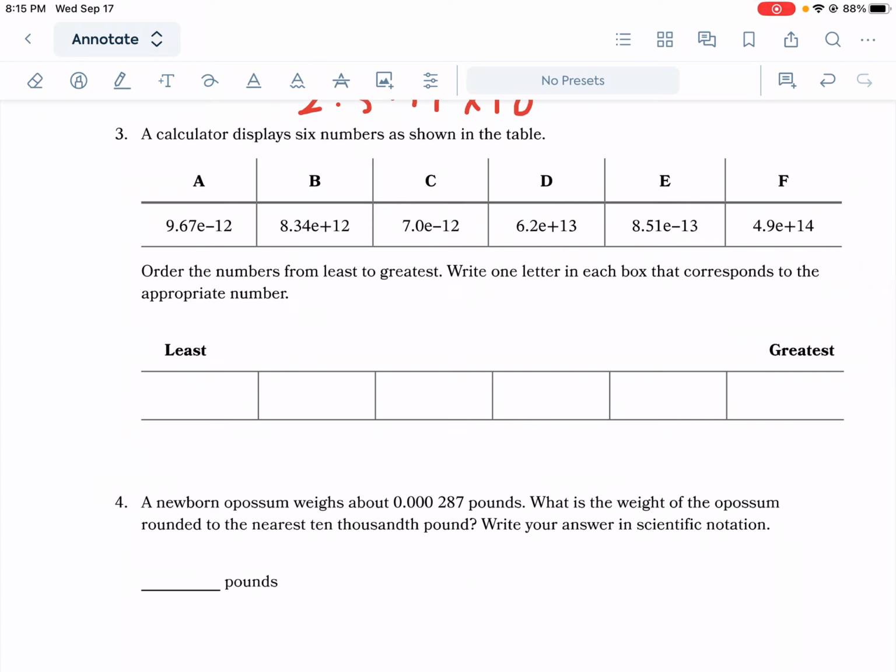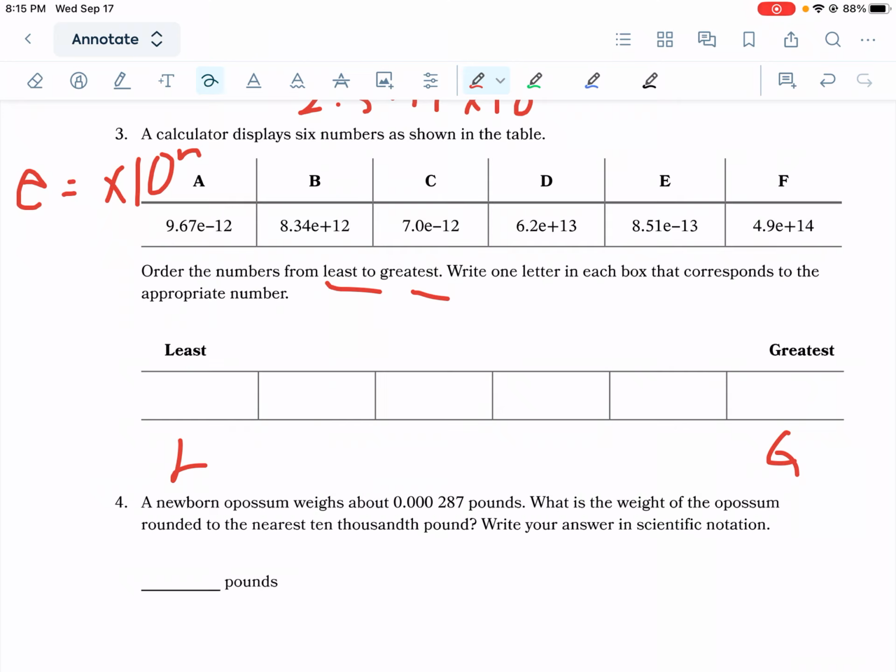For number 3, it says that a calculator displays 6 numbers as shown in the table. If you notice, all of these numbers have an E attached to it. If you can recall when we went over this in another lesson, when you see E on a calculator, or even written down in scientific notation on a piece of paper, think of that E as saying that something is being multiplied by 10 to some power. Now, based on the choices given, we are ordering these from least to greatest. Okay, we're going from least to greatest with these 6 values.